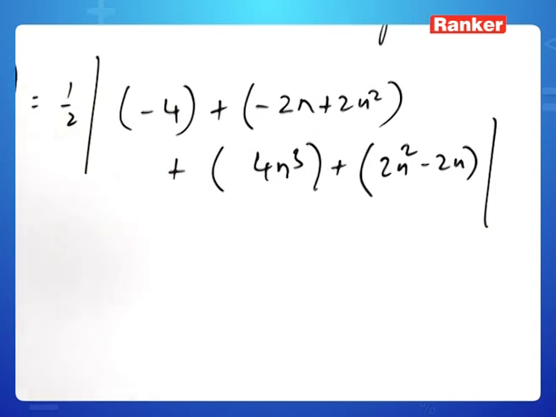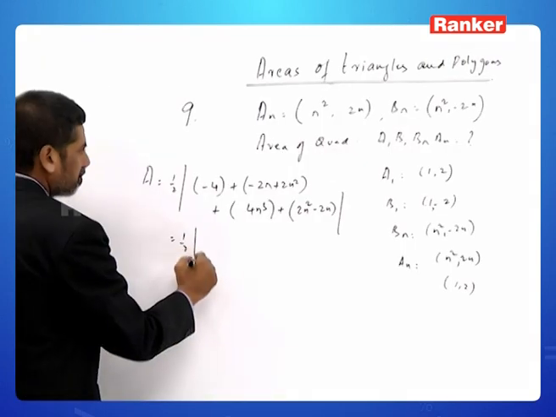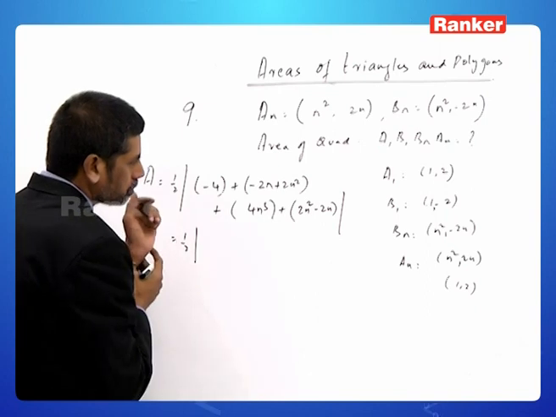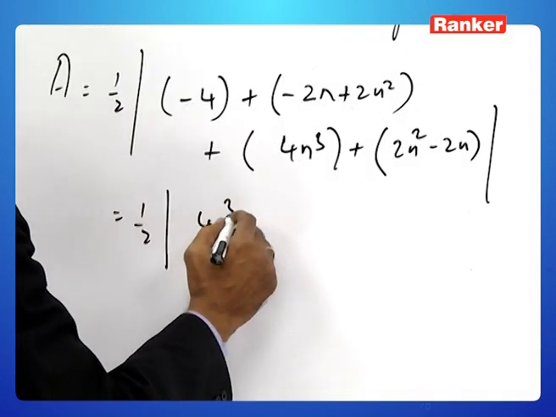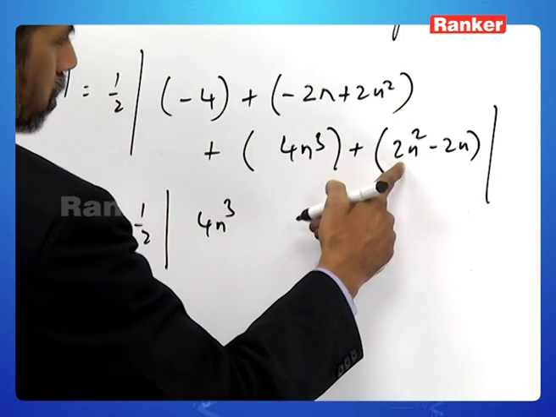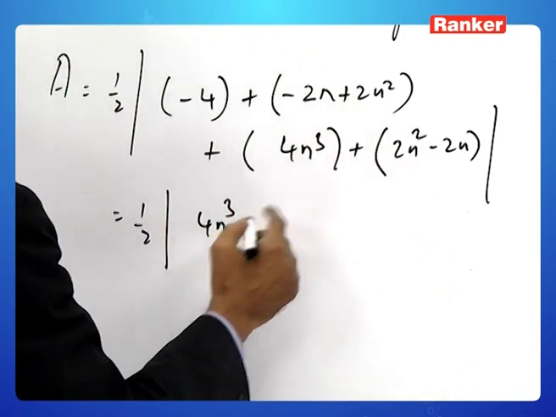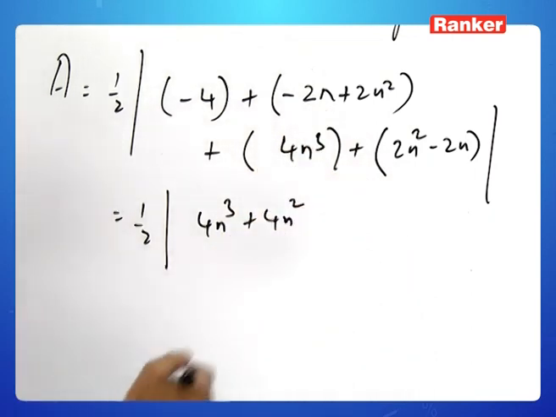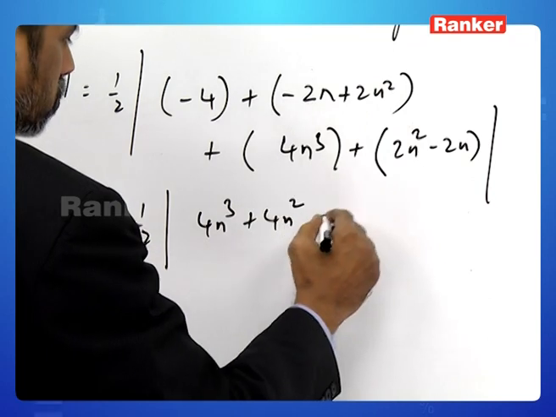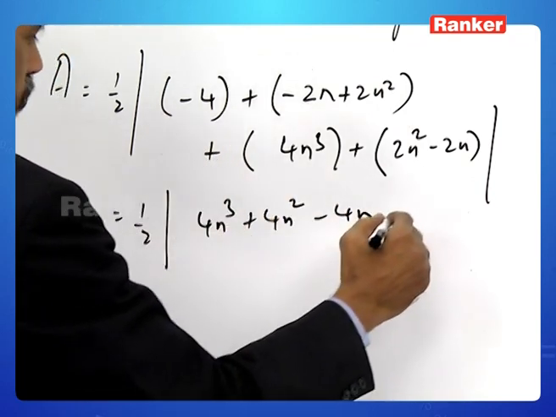So let's look at this calculation. Half of 4n cube minus 2n square, minus 2n square, or rather plus 2n square is plus 4n squared. Then minus 2n is minus 4n, then minus 4.